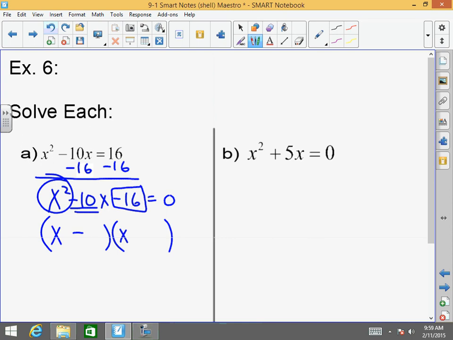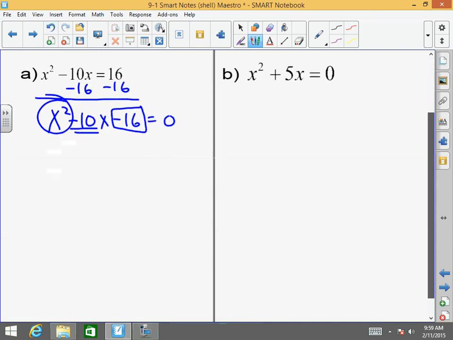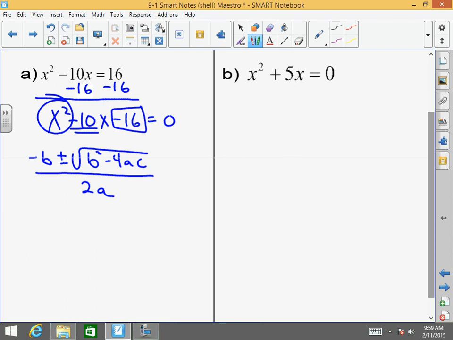Yeah, in this case, you cannot factor this. So you're going to have to use either completing the square or what is called the quadratic formula. The quadratic formula follows this: negative b plus or minus the square root of b squared minus 4ac over 2a. The a is the value in front of your x squared. Your b is the value in front of your x. And your c is the value that has no variable at all.